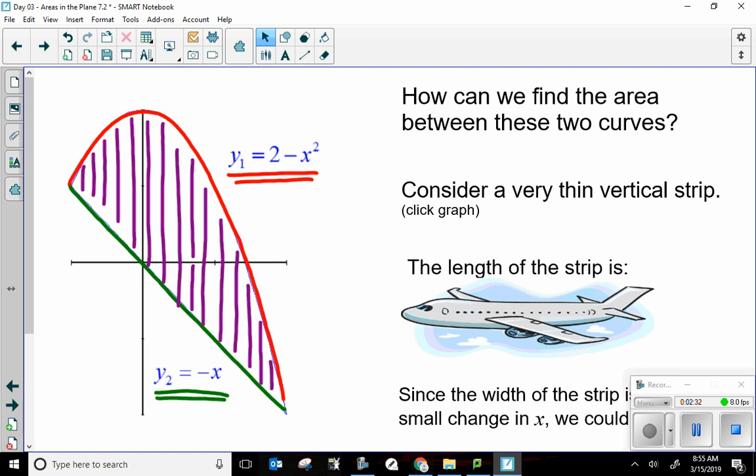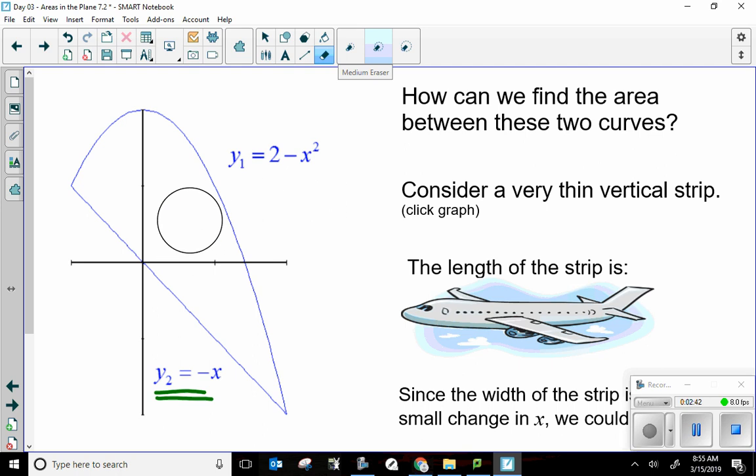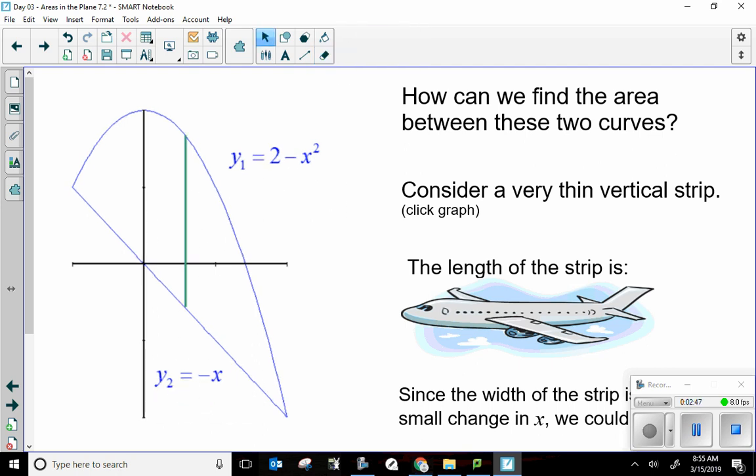So this next thing says consider a very thin vertical strip, which is what I just illustrated for you here. I'm kind of going ahead of myself. It says click the graph. Boom. Oh, there it is. I want to add up all of those vertical lines, the infinite amount of vertical lines that I could put in between those two functions, in between those two graphs, the curve and my straight line. So if the length of a strip is, okay, we need to figure out how I can calculate that strip.